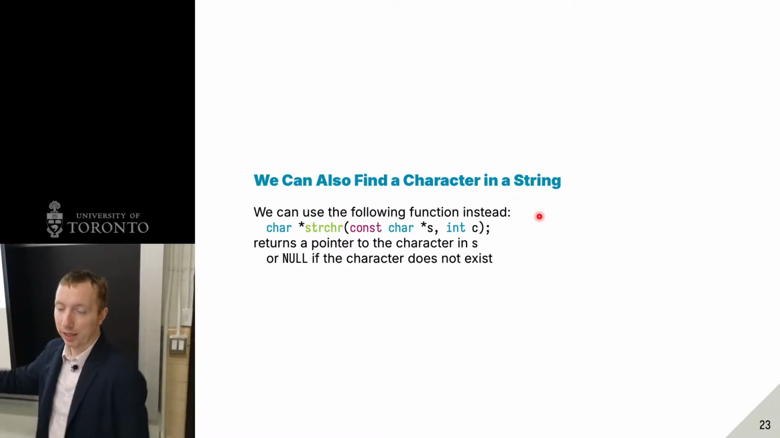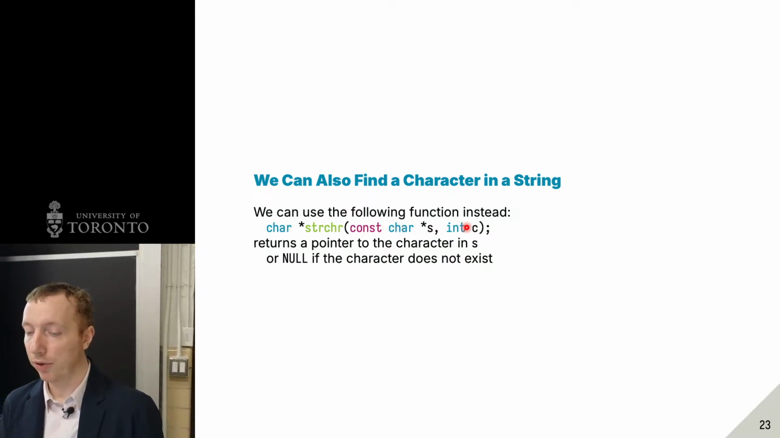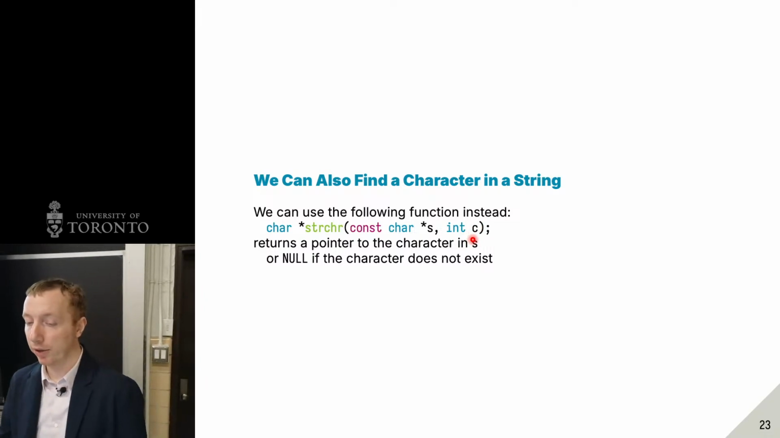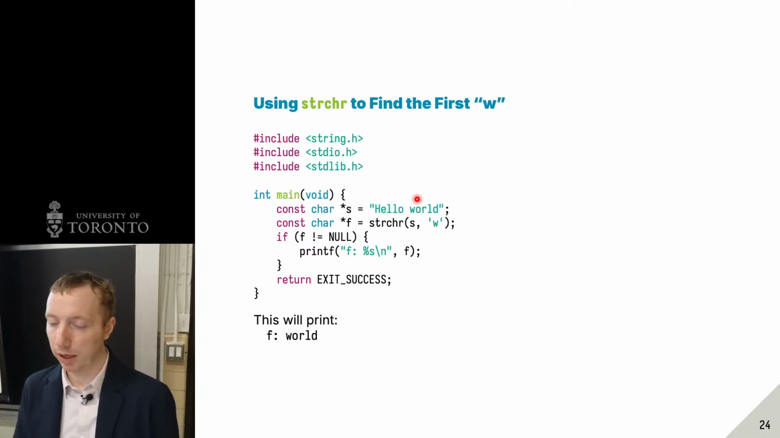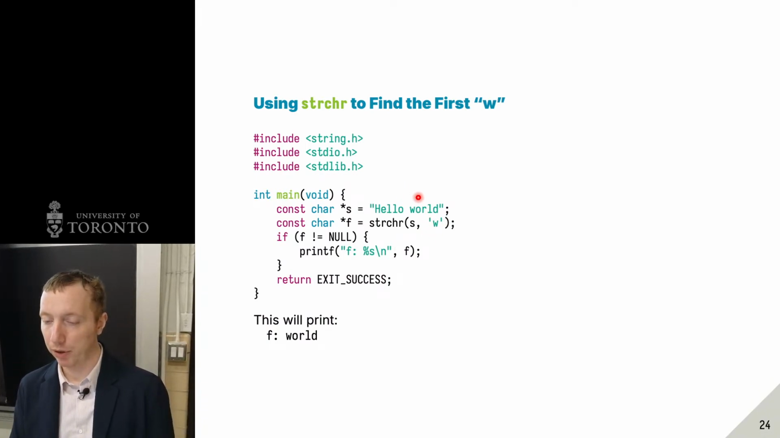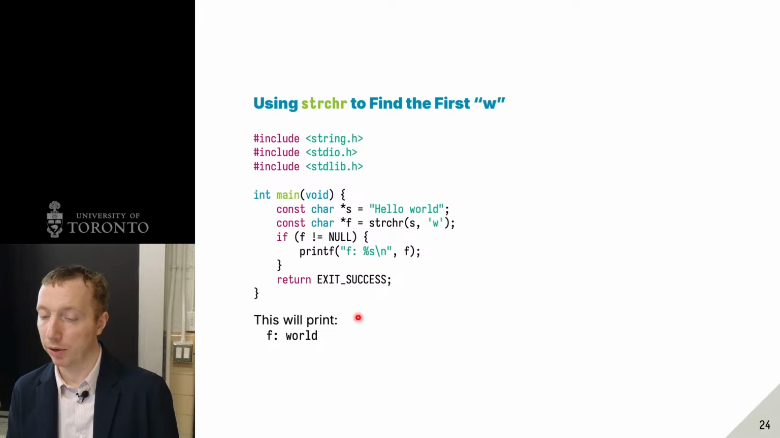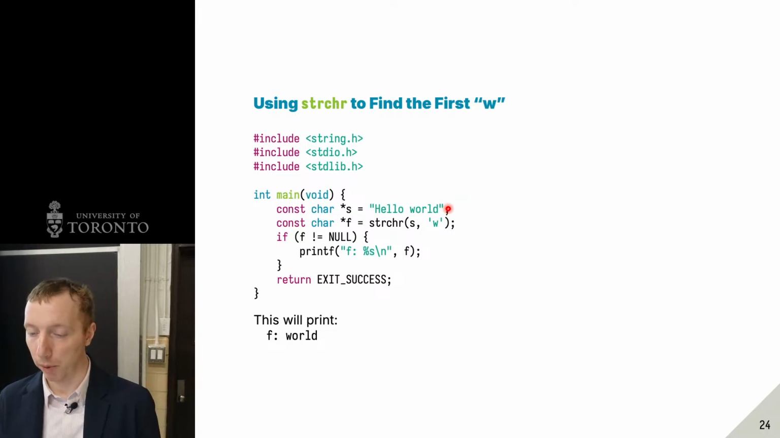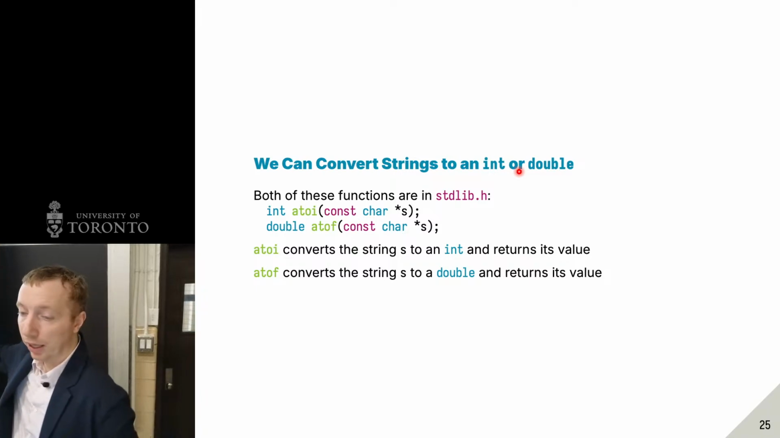So you can also find a character in a string using strchr. So you can say what string to search and then what character to search for. Again, this will return a pointer to the character in S, or null if it is not found. So if I search for the character W, it will return me a pointer to this first W here, which would be this W in world. So if I print it out as a string, it will just go until the null byte, so it will just simply print world.